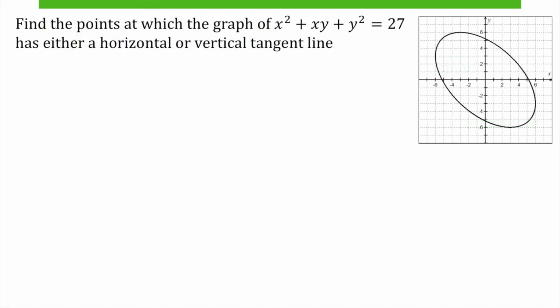Find the points at which the graph of x squared plus xy plus y squared equals 27 has either a horizontal or vertical tangent line. Wow. So if we're looking for horizontal or vertical tangent lines, we need to start by finding slopes. So pause the video and go ahead and use implicit differentiation on this function right here.